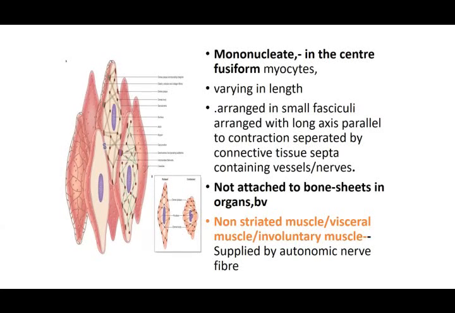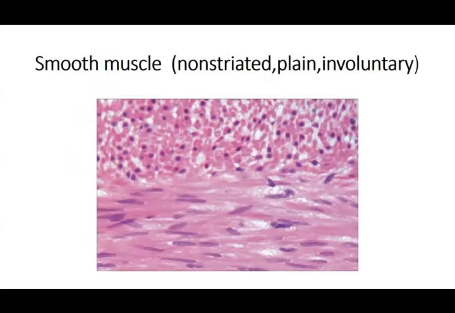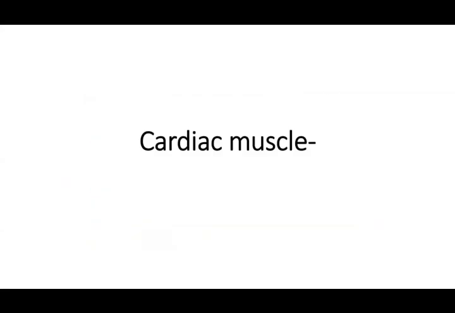They are mostly present in the organs of the body, and they are supplied by the autonomic nervous system, not under your control. They are automatic in functioning. You see these smooth spindle shaped fibers. This again is detail you will study in histology.